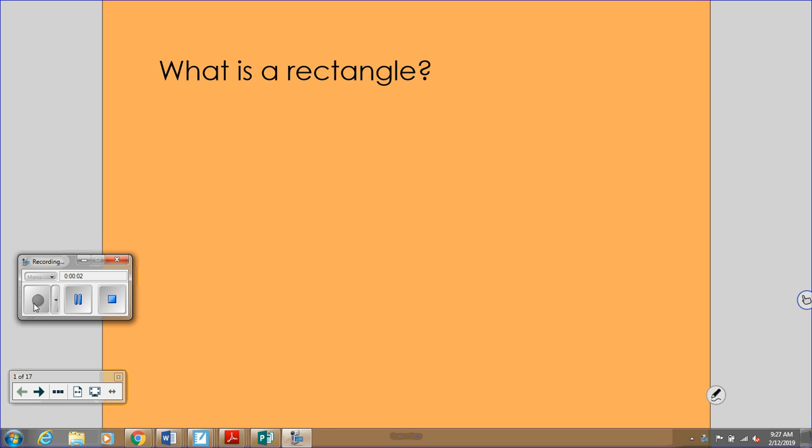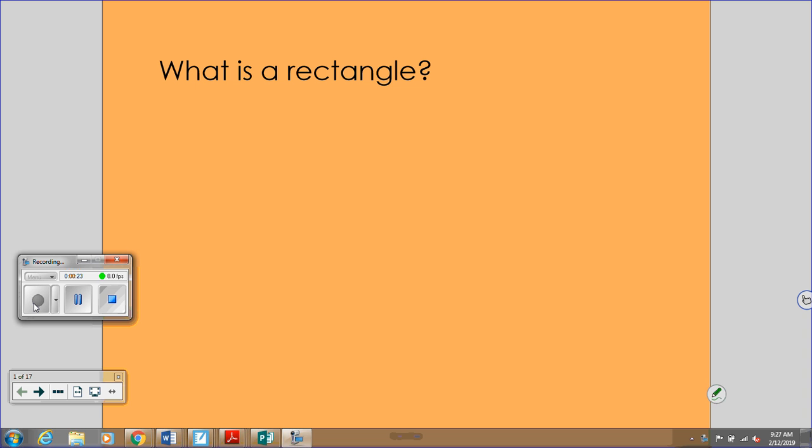Rectangle, but you've seen one. So what do we think? Nope, you're not writing anything down, you're just talking to me. What do we think are the attributes or rules to make a rectangle? What do I have to have? I hope you know what a rectangle is. What do I have to be a rectangle?